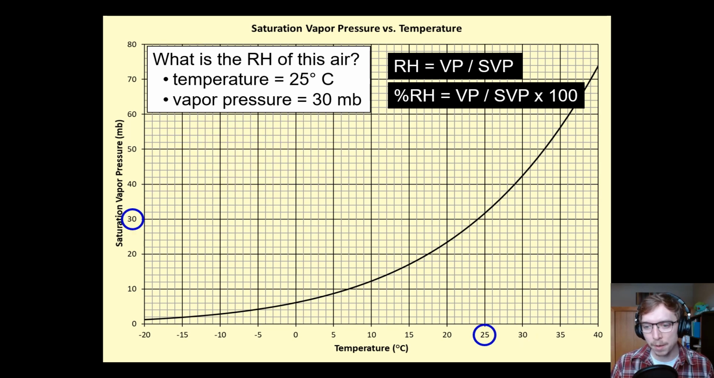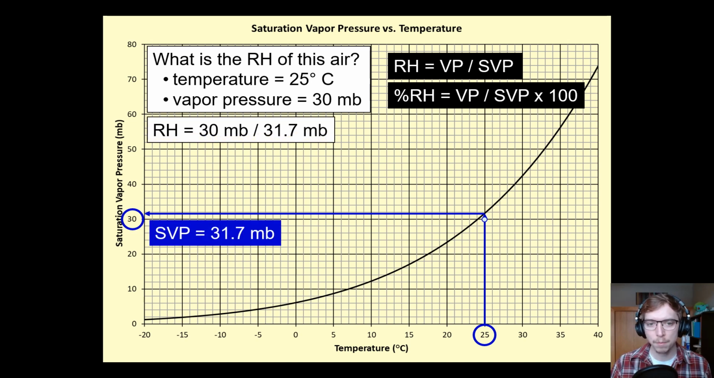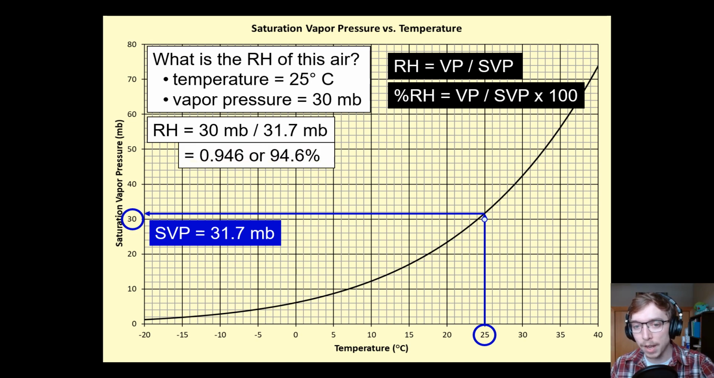If we were to do the same thing, but we had 5 degrees cooler, our saturation vapor pressure there is going to be 31.7 millibars for our temperature, but our vapor pressure is quoted as 30 millibars. So there we've got a much higher relative humidity. We're actually at 94.6% relative humidity.